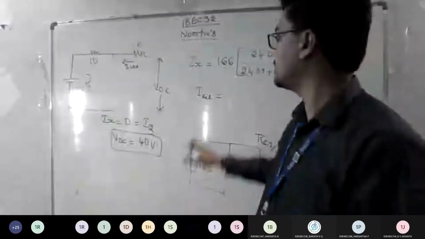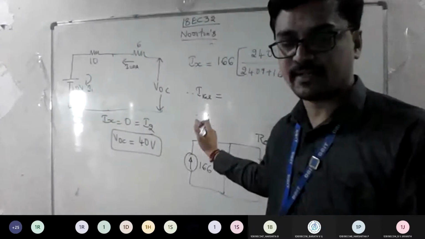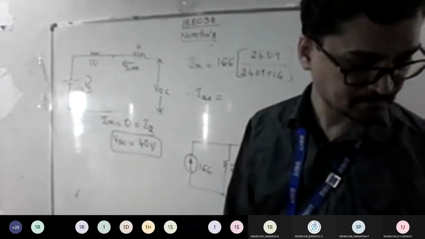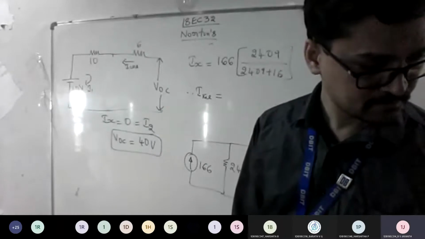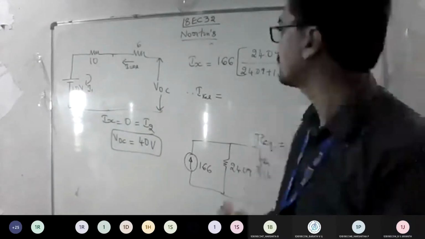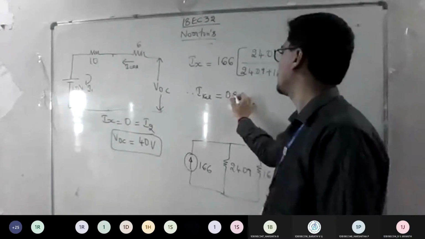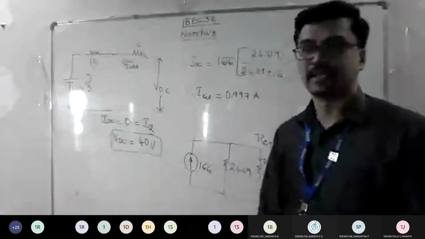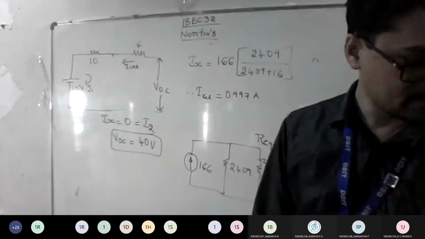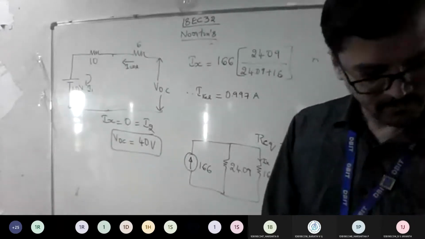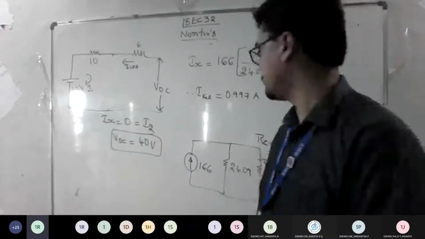What is the answer across this? Apply the logic of your branch current and get me the current across 16 ohm. How much? 0.997, sir. 0.997 amps. So this is the current which is flowing across your what? 16 ohm resistor.